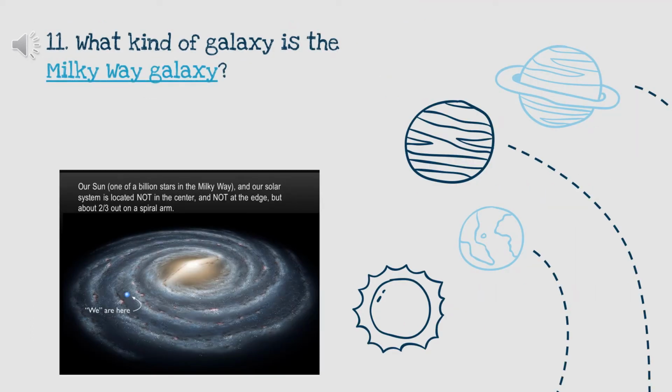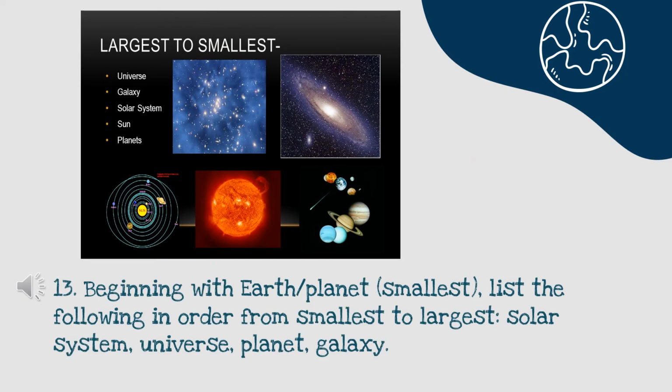Number 12. What kind of galaxy is the Milky Way galaxy? The Milky Way galaxy is a spiral galaxy, and it is the galaxy that our solar system is a member of. You can see in the picture, we're not in the center, we're not at the edge, but we're in one of the spirals.